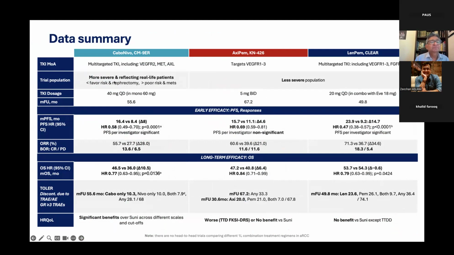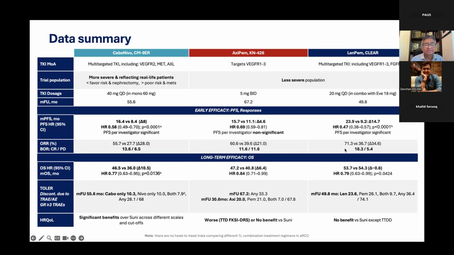You are also seeing real-life patients now being added, and you can look at the real-life data. In terms of early efficacy, you are seeing 16 months versus 8 months, 11 months versus 15 months, 9.2 versus 23.9 months. So different patients will have big benefits in median progression-free survival. Similarly, overall response rates are quite high: 55%, 60%, 71%.